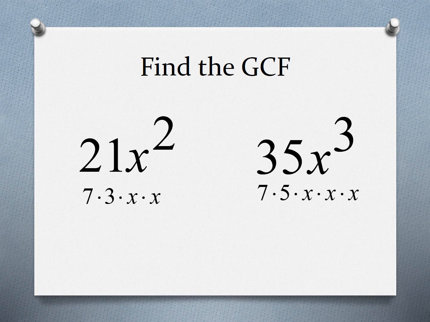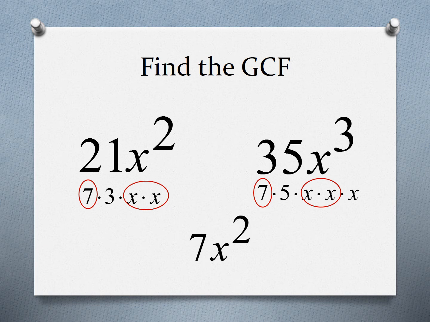And then on the right, we have 7 times 5 times x times x times x. Okay, so it's important that we recognize that 7 is shared. That's the biggest numerical value that's shared. And 2 of the x's are shared. So notice, the 7 is definitely appearing in both sets of factorization. And we can get up to 2 of those x's out where they're shared. So we'll go with 7 times x times x, or 7x squared, as our greatest common factor.